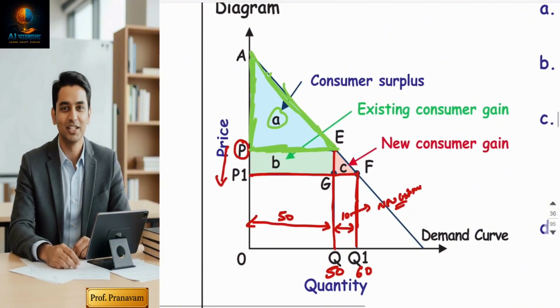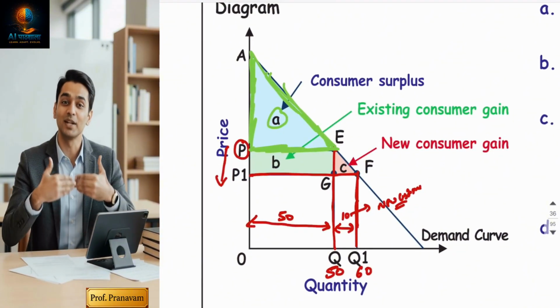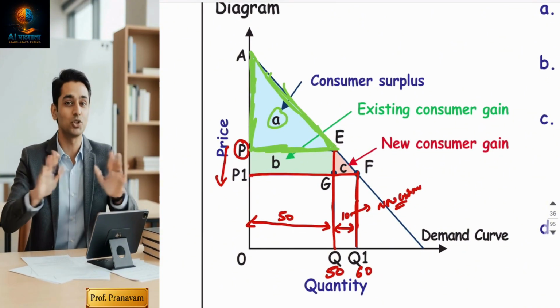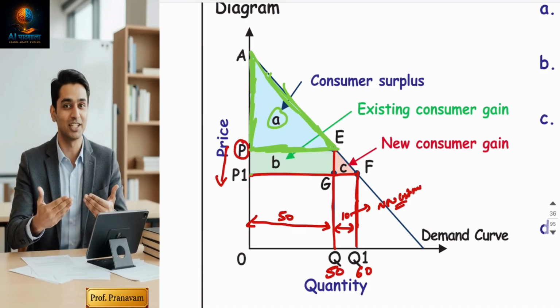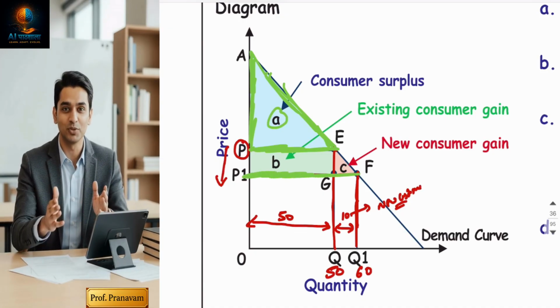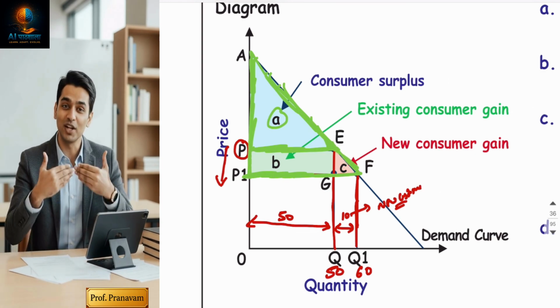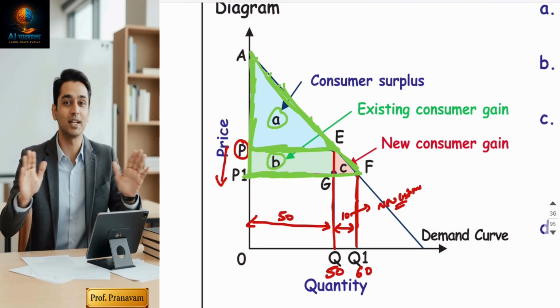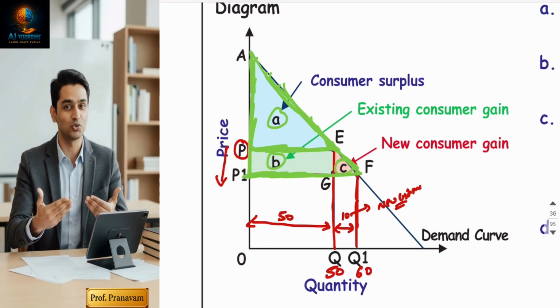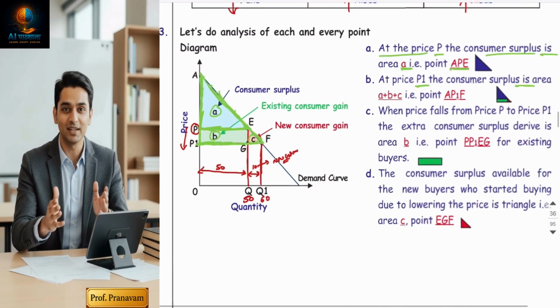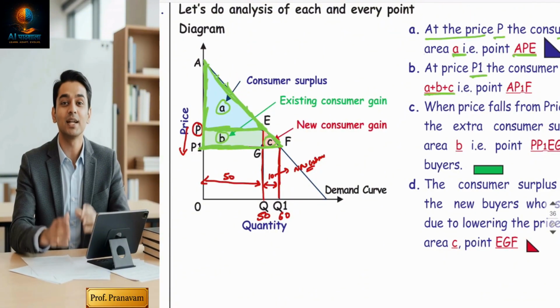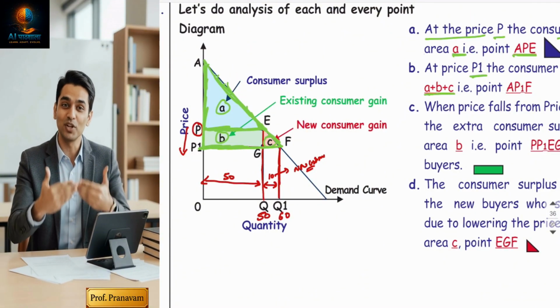Now, at price P1, the consumer surplus is what? When the price falls to P1, what is your consumer surplus area? Consumer surplus is any area above the price line. So now my new price line is P1. So this is my consumer surplus. A, B, and C, all three areas come up in the green triangle. So A plus B plus C is my new consumer surplus area.